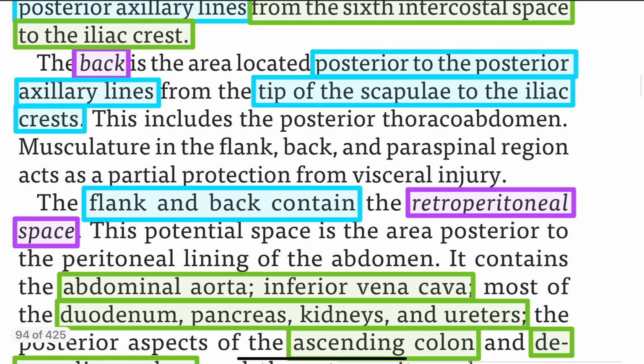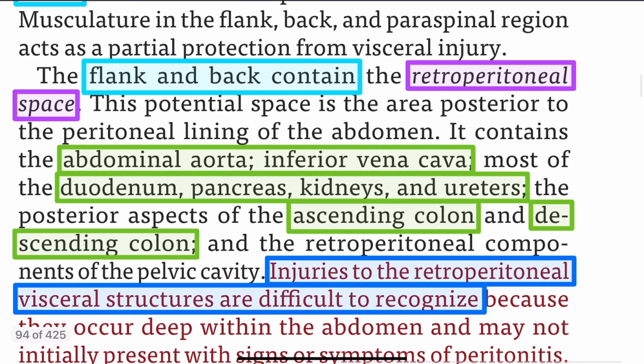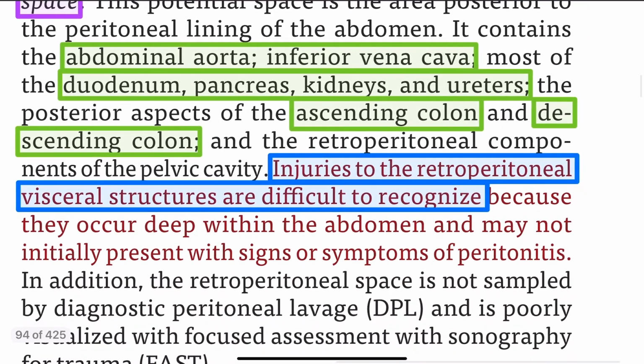Then the back is posterior to the posterior axillary line and from the tip of the scapula to the iliac crest. So anteriorly what is abdomen? Anterior abdominal wall, behind it is back. That corresponding area is back. So the tip of the scapula above and the iliac crest below. And the flank and back contain the retroperitoneal space.